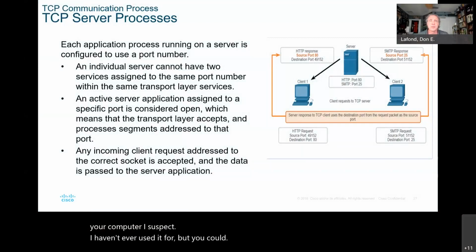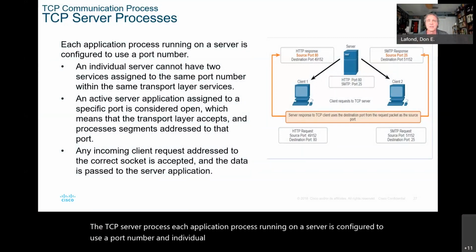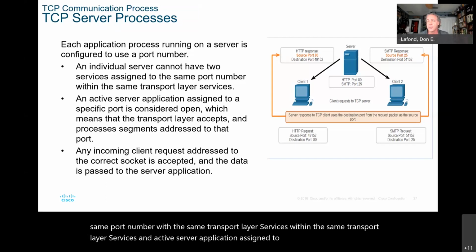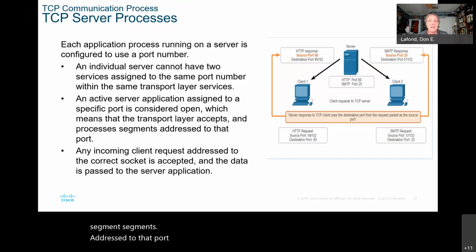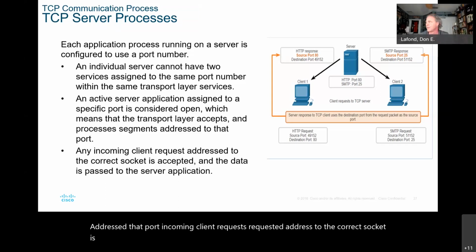Now, the TCP server process. Each application process running on a server is configured to use a port number. An individual server cannot have two services assigned to the same port number within the same transport layer services. An active server application assigned to a specific port is considered open, which means that the transport layer accepts and processes segments addressed to that port. Any incoming client request addressed to the correct socket is accepted, and the data is passed to the server. All right, well, that's a lot of words. Let's see what it really means, okay?